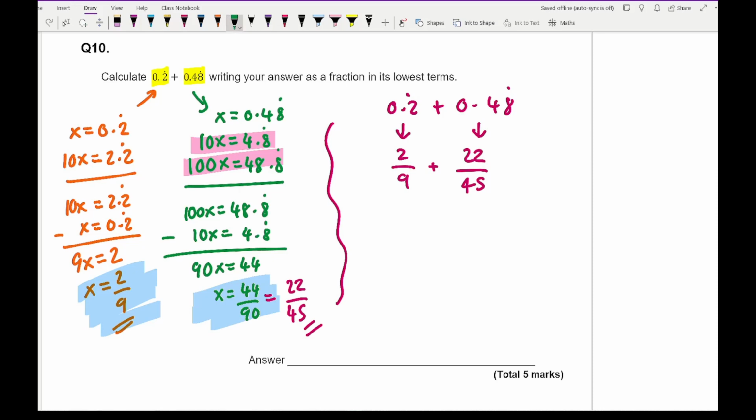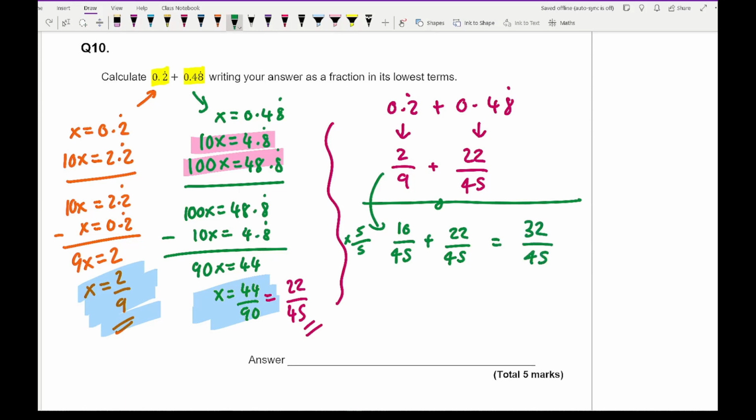Now the next thing for us to do is we're adding fractions. So when you're adding fractions, we need a common denominator. So here, if I multiply this entire fraction by 5 over 5, we then get 10 over 45 plus 22 over 45. And that then becomes 32 over 45. And then it's just to check, can I simplify that particular fraction? And the answer is no, I can't. So there is my final answer. Now, if I did use 44 over 90, then there is a good chance that I could have simplified later. But because I simplified earlier, I didn't have to do that much simplifying later on in the question.